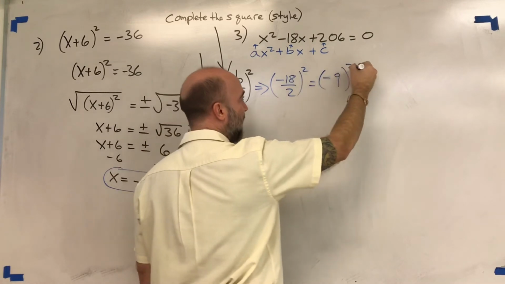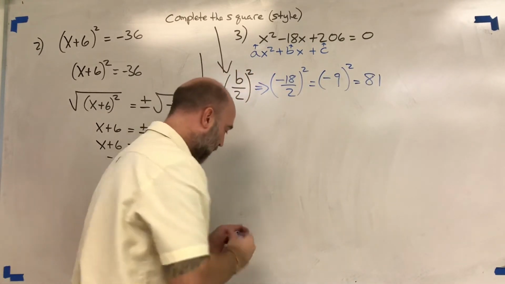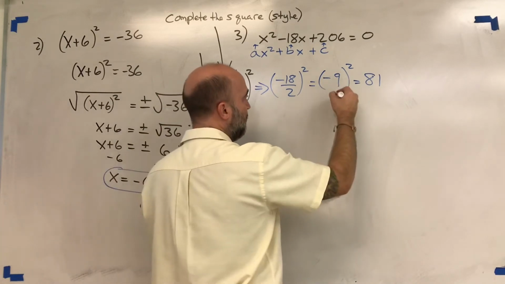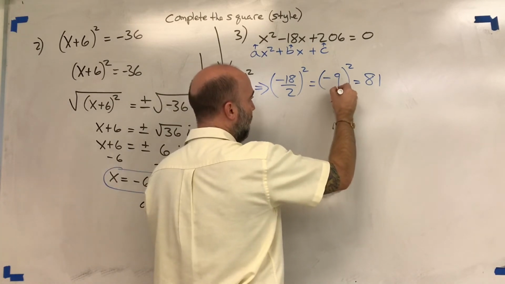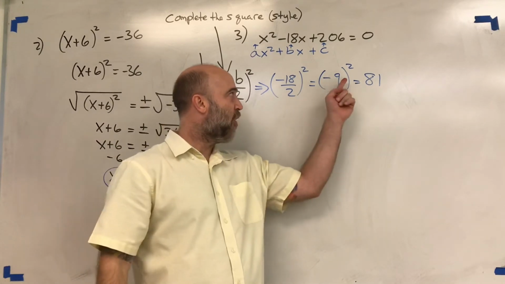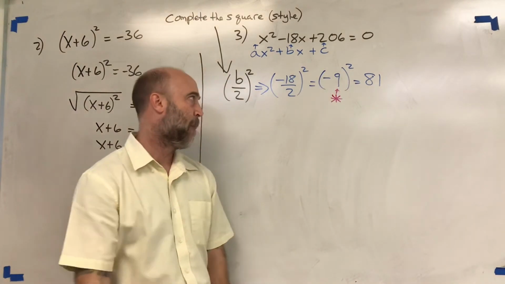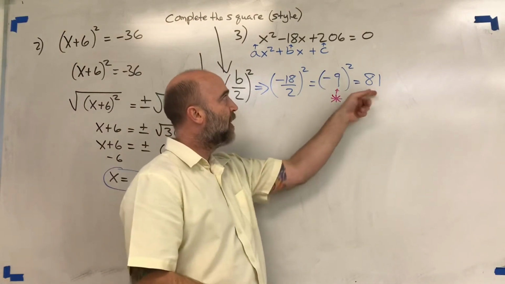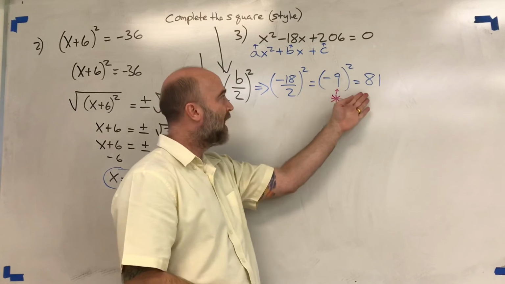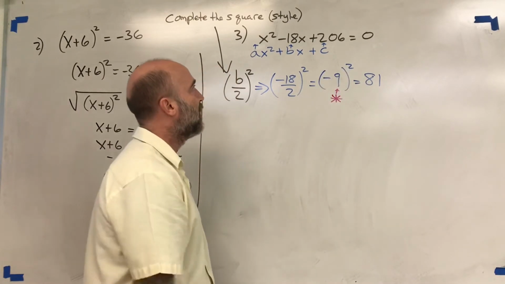And then that gets squared to be 81. Now, I want to bring your attention to this number right here. There's a shortcut that when you complete the square, it always uses this number as part of that binomial. This is the number that we want to use as our complete the square number as we interject it into the original problem.